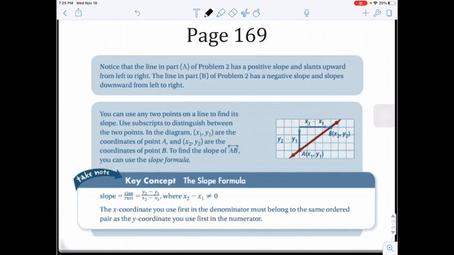In the diagram, x1, y1 are the coordinates of point A, and x2, y2 are the coordinates of point B. To find the slope of line AB, you can use the slope formula. So the slope formula is rise over run, or y2 minus y1 over x2 minus x1, where x2 minus x1 does not equal 0, because we cannot divide by 0. The x-coordinate you use first in the denominator must belong to the same ordered pair as the y-coordinate you use first in the numerator.